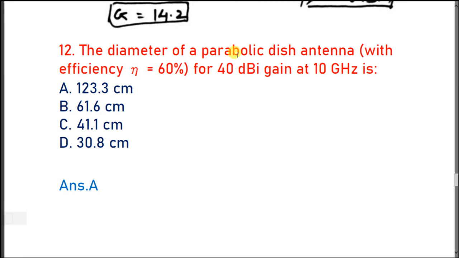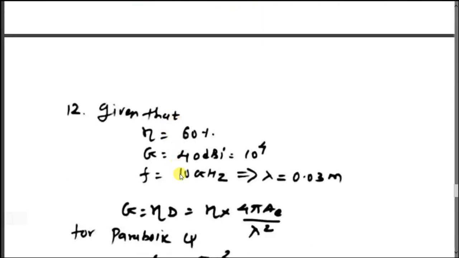The diameter of a parabolic dish antenna with efficiency eta equal to 60% for 40 dBi gain. So gain is given, frequency is given, 10 gigahertz, and you are required to find the diameter of the antenna. So you know the equation of gain in terms of efficiency and directivity. Gain is equal to eta multiplied by D. Gain is equal to efficiency multiplied by directivity. So efficiency is given to you, but directivity is not given, so you have to find the directivity.